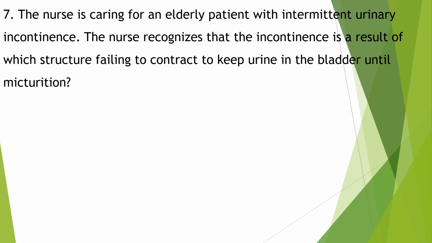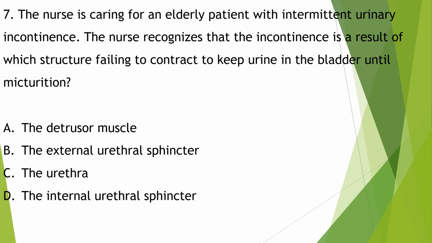The nurse is caring for an elderly patient with intermittent urinary incontinence. The nurse recognizes that the incontinence is a result of which structure failing to contract to keep urine in the bladder until micturition: the detrusor muscle, the external urethral sphincter, the urethra, the internal urethral sphincter?